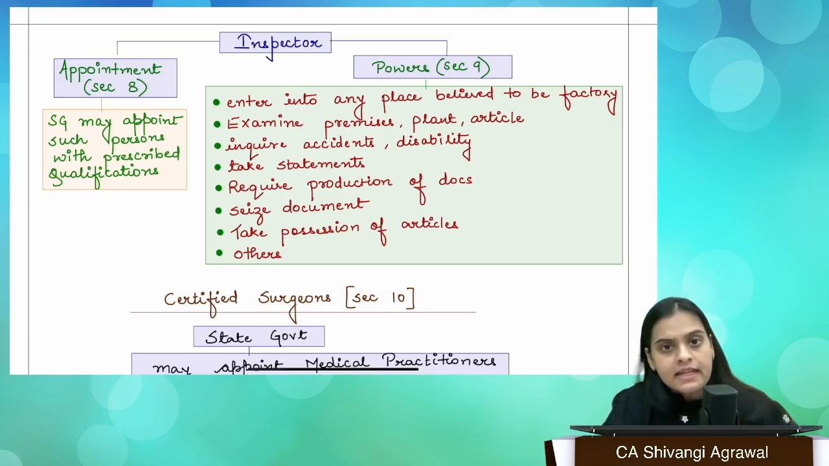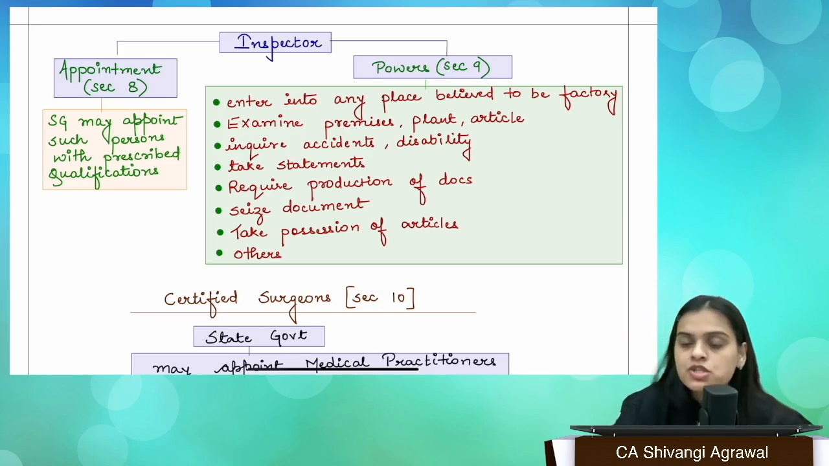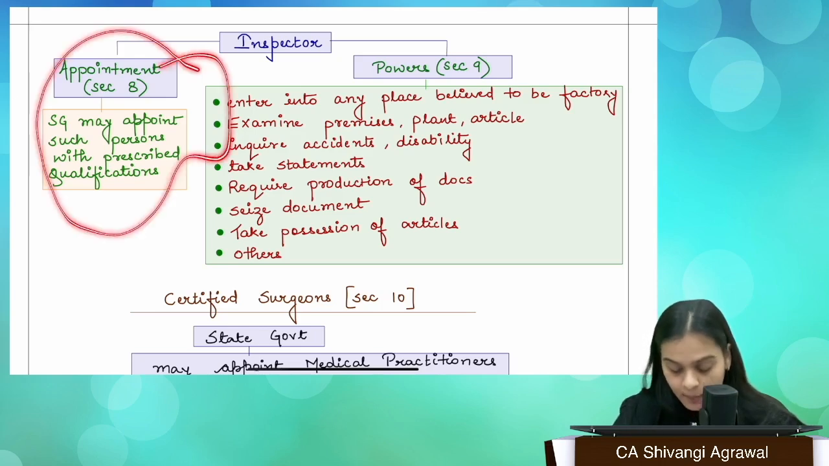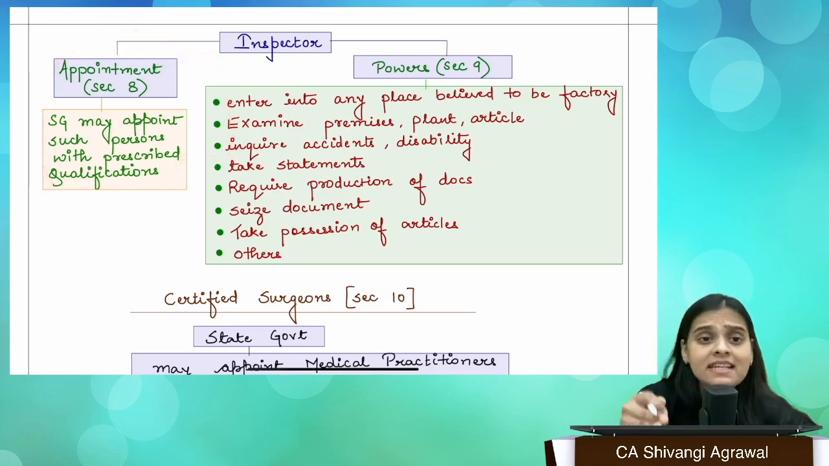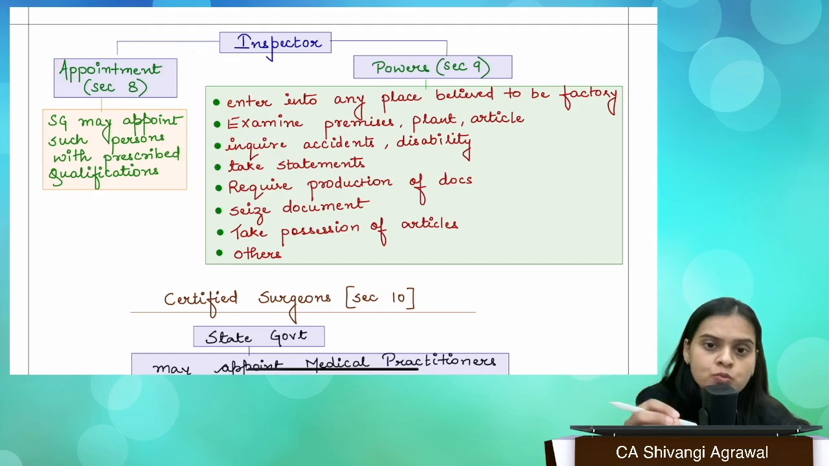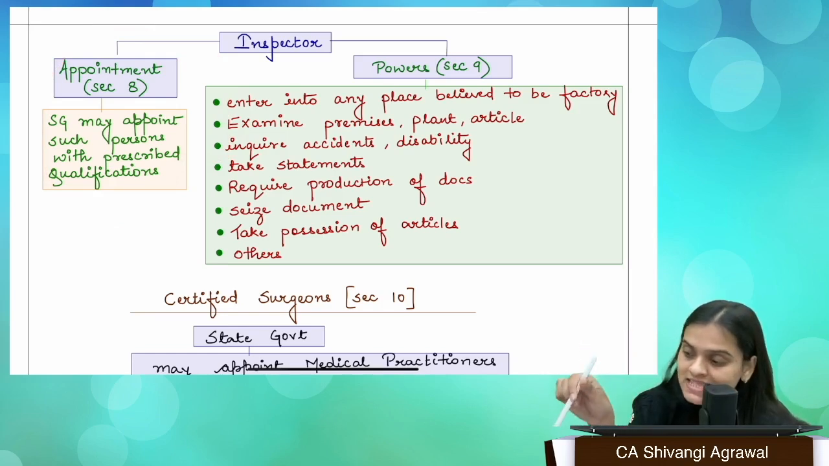Then we have section 8, which talks about appointment of inspector, and section 9, which prescribes the powers of inspector. Powers of inspector is one such question which is often asked in examinations. Now, what is appointment? The state government can appoint persons with the prescribed qualifications to become inspectors, and they may also assign them limits.